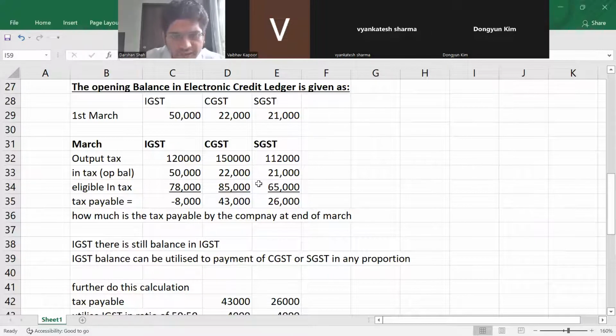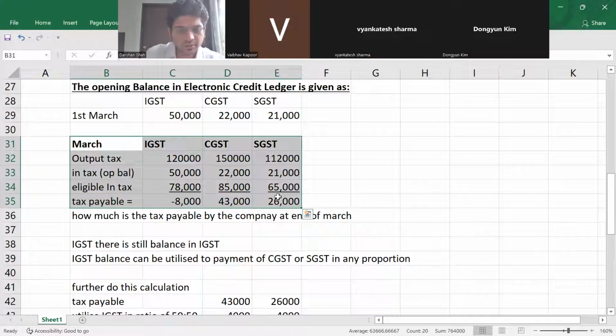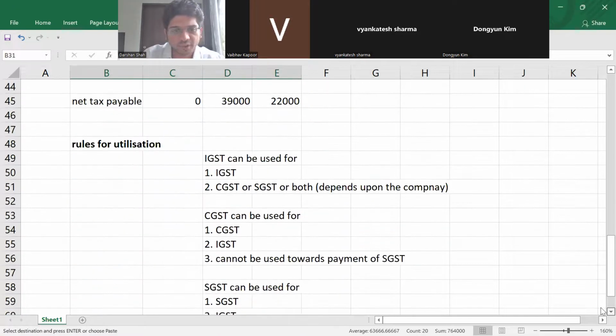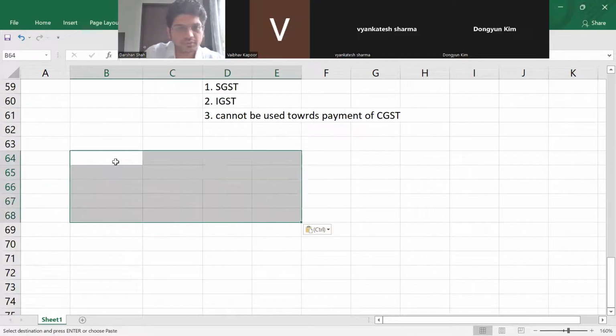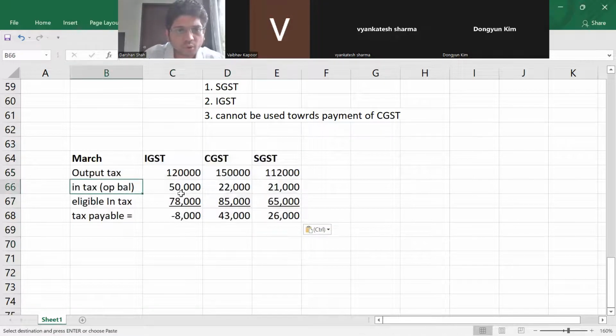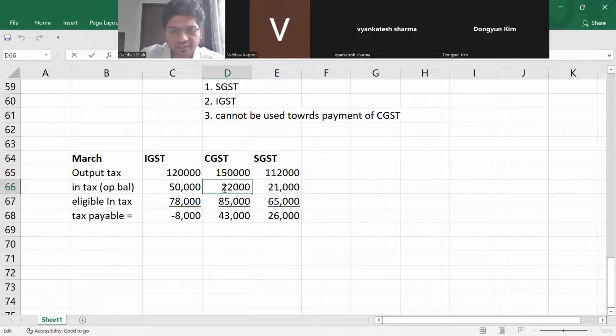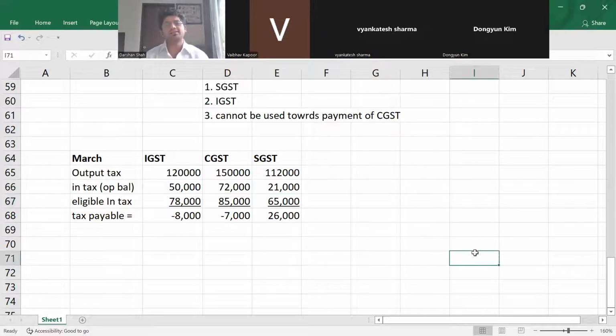Okay. Now see, I'll just change the example a little bit. So let me take this example over here. You guys will tell me what will happen. So opening balance is 50,000. Let us say here the opening balance is 52,000. Still not coming. So let us say 72,000. And here let us keep the opening balance as it is. Okay. Now what will happen, guys?